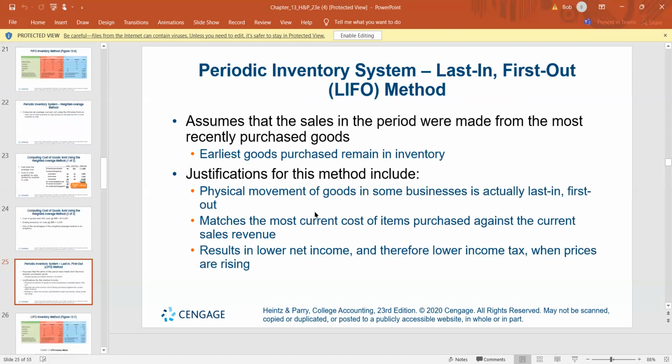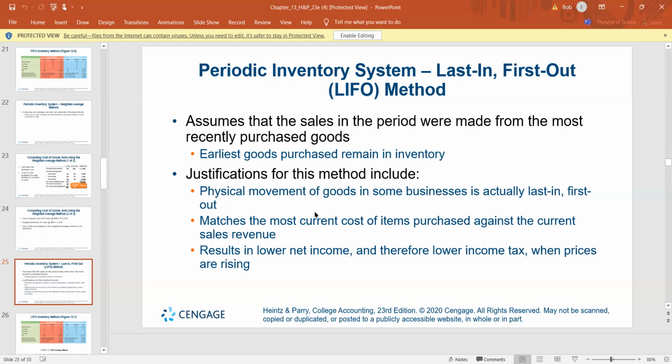Let's talk about another method that's going to make you think a little bit, called LIFO. LIFO, last in, first out. Here, we pretend that we sell the newest stuff first. It assumes that the sales in the period were made from the most recently purchased goods, and the earliest goods will remain in the inventory until we go that far back.